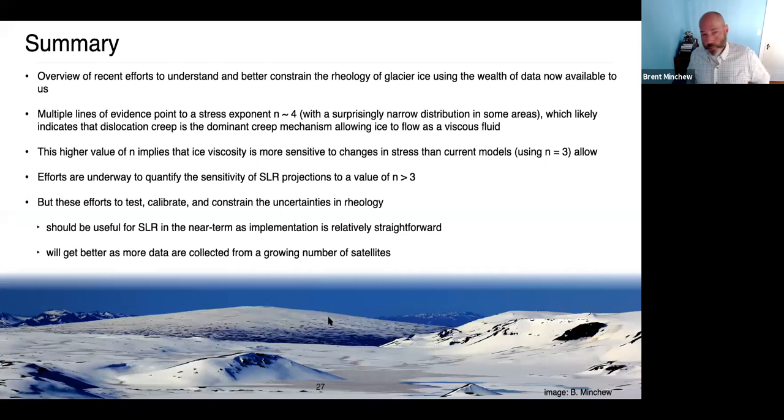So I'll wrap everything up. We're pretty much at the end of the time. What I tried to give you is an overview of recent efforts taking place within my group to understand and better constrain the rheology of glacier ice using the wealth of data that are now available to us from a variety of satellite platforms.